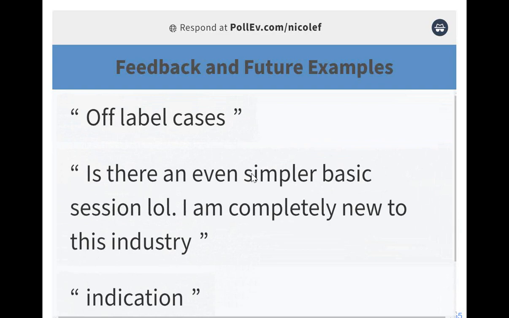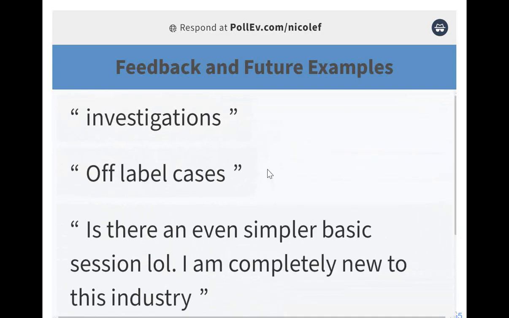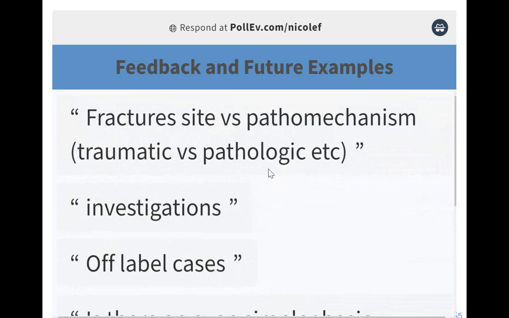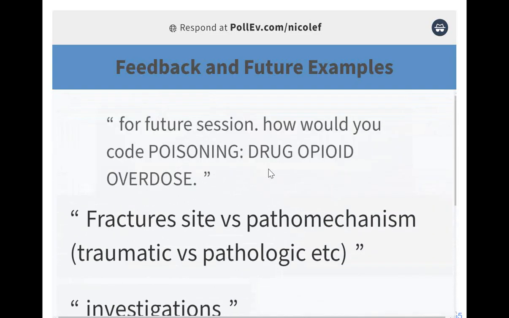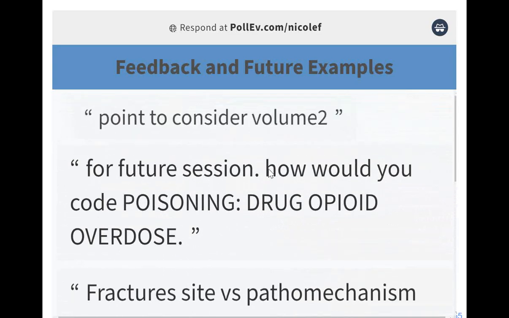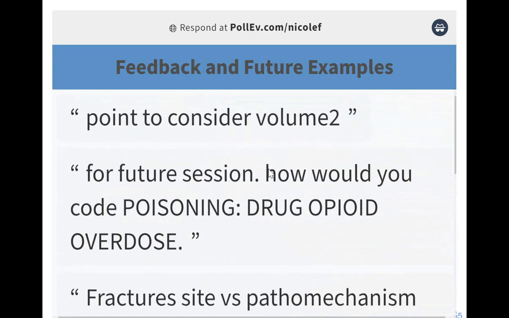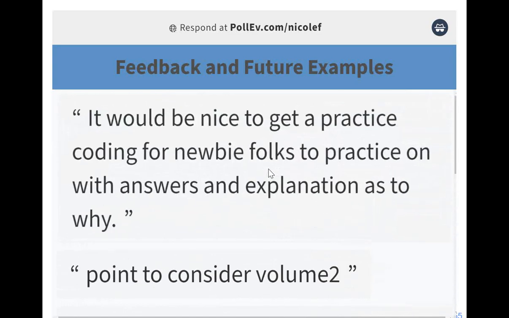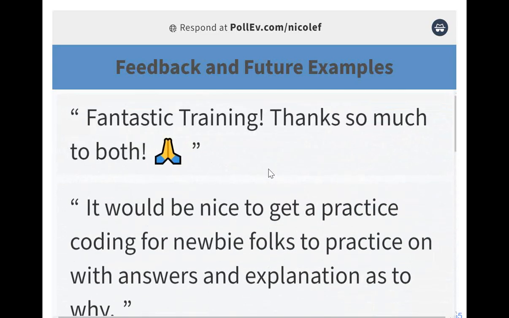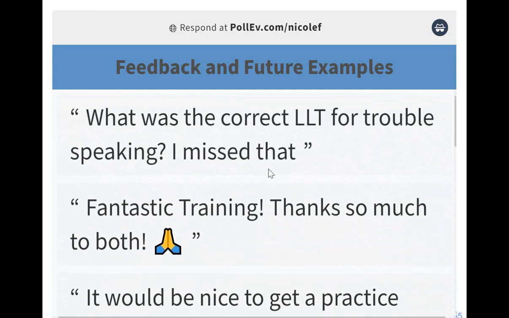And for this comment here, is there an even simpler basic session? Not in this Let's Code Together, but I would recommend taking our other session on Medra coding basics. That would be possibly a good one to listen to and attend. Yes. And if you're very new, you can even take a "What is Medra and how is it used," but that's more like a high level overview. I would definitely suggest Medra coding basics, and then we have an advanced Medra coding as well.